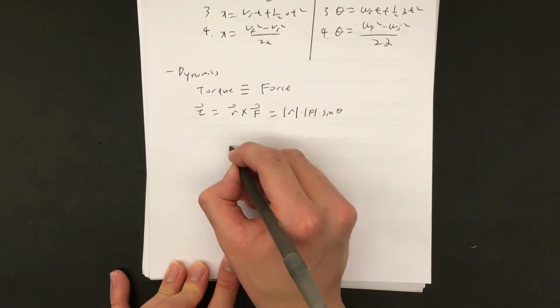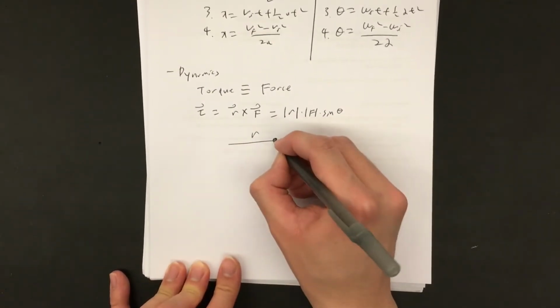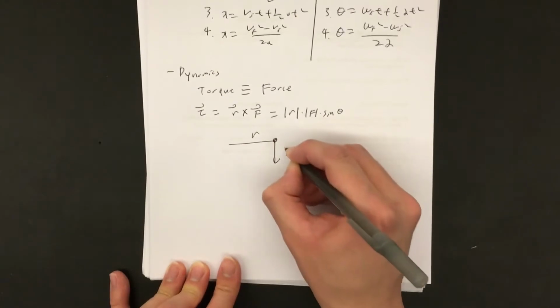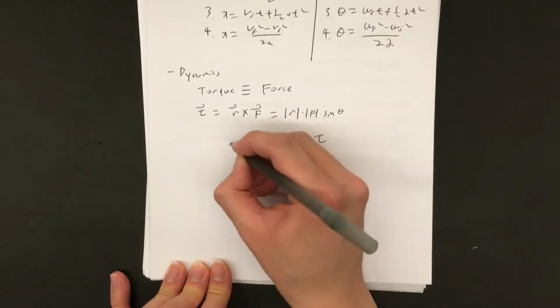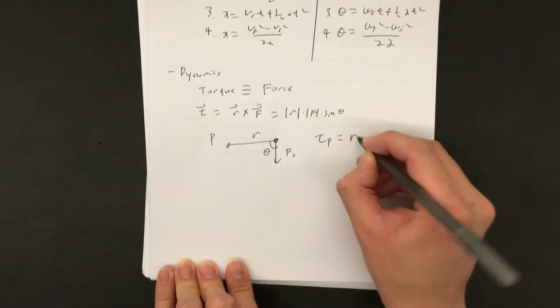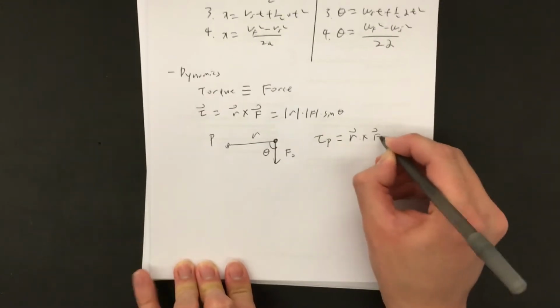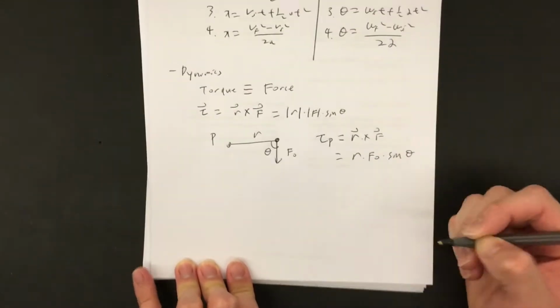So for example, let's say an object is separated by distance r and is exerted by a force F0 with angle theta to it. Then the torque with respect to, let's say this point is P, the torque with respect to point P equals r cross F. In this case, it would be r times F0 times sine theta.